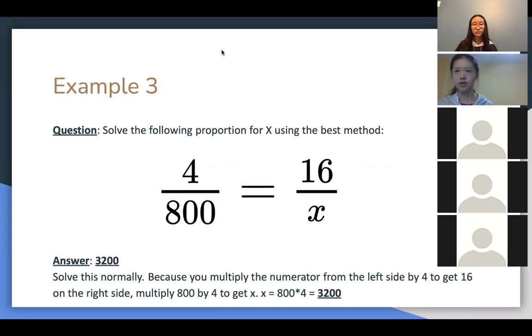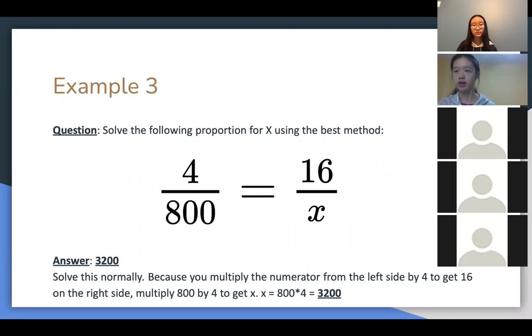So for this question, the answer would be 3,200. Some of you all got that. So for this question, the best method would actually be just to use the normal way, because if you used cross multiplication, you would have to multiply 800 by 16, and that gives a really big number. Instead, just use the normal way.